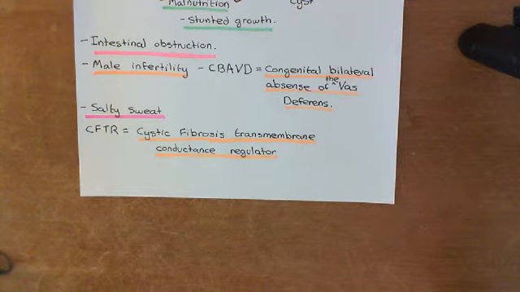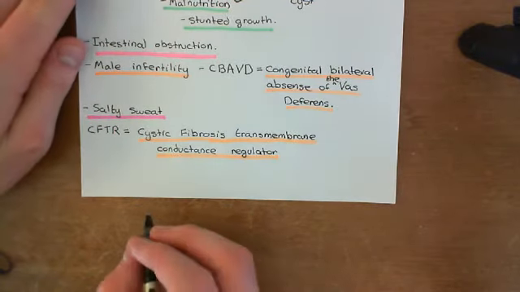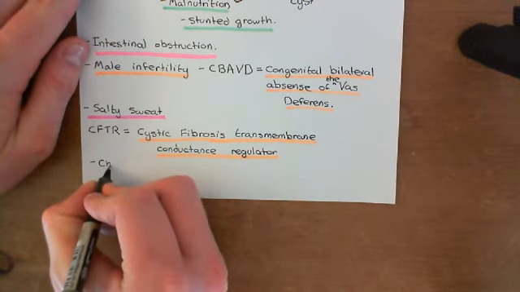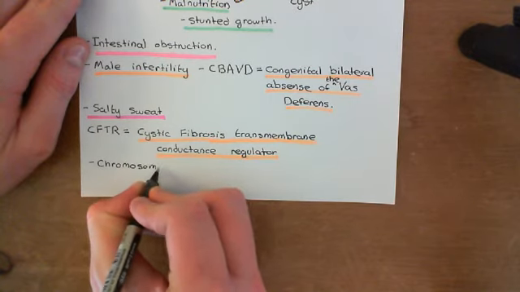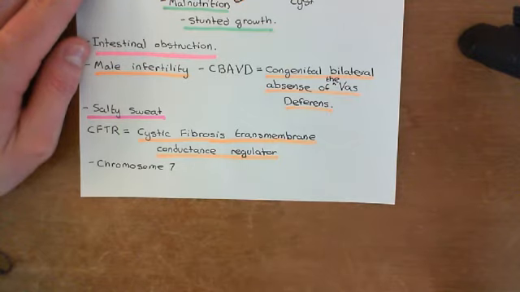But firstly, let's start off just with a little bit of background information. Firstly, the cystic fibrosis transmembrane conductance regulator. Where is the gene for this? The gene for this is on chromosome number 7. So one of the autosomes is the important point that you should take from that. Now what does that mean?